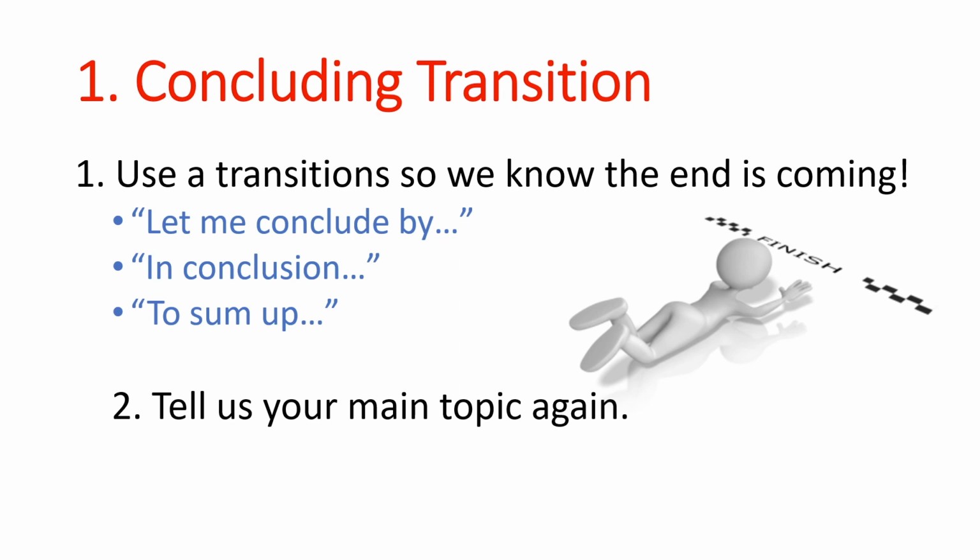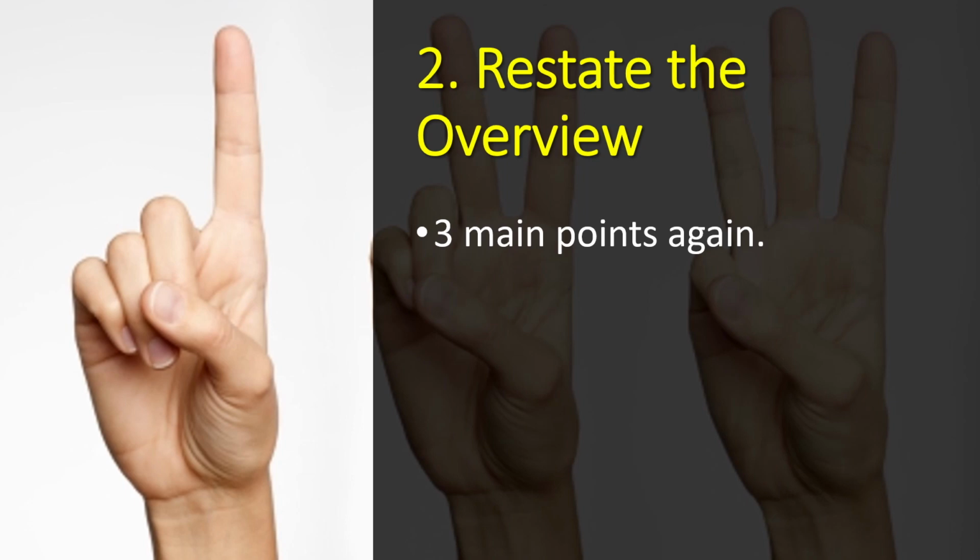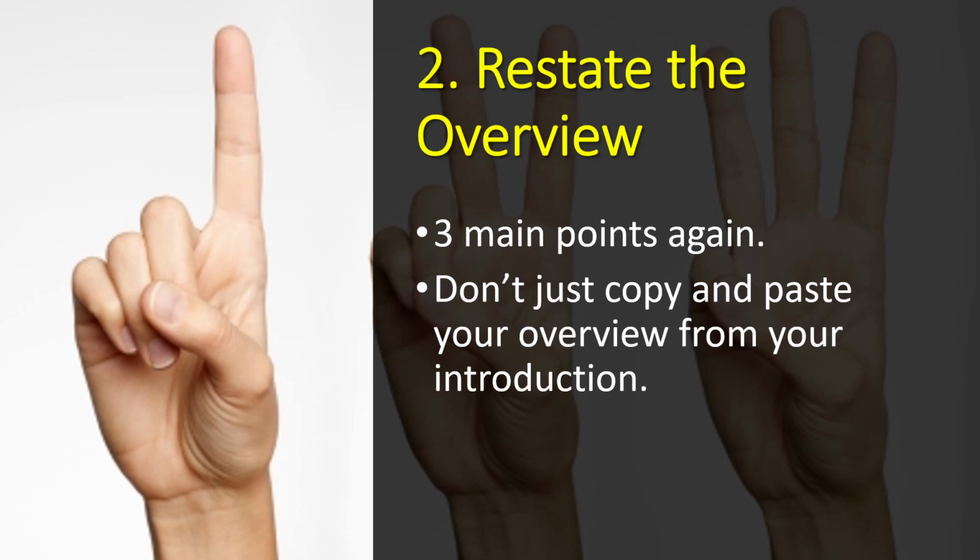After you state your concluding transition, you probably want to tell us what was your main topic again. Just really quickly, in one sentence, use a transition and tell us your main topic once again. If you remember from your introduction, the overview are your 3 main points that you presented in your presentation. So in your conclusion, the second step is to restate the overview, which means to restate what were your 3 main points. Go ahead and state those points again.